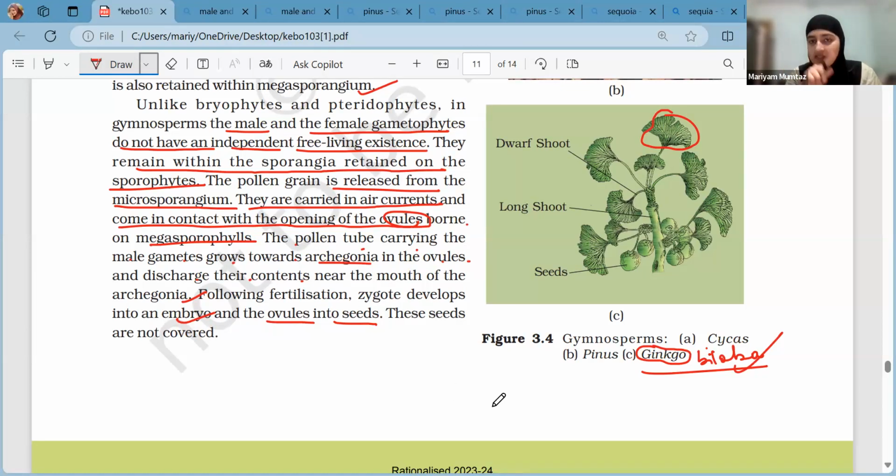And as far as this plant kingdom goes, no matter if you're bored or not, do you have any doubts? Is there anything that you want me to teach again? The whole chapter is clear? Yes, ma'am. Okay.